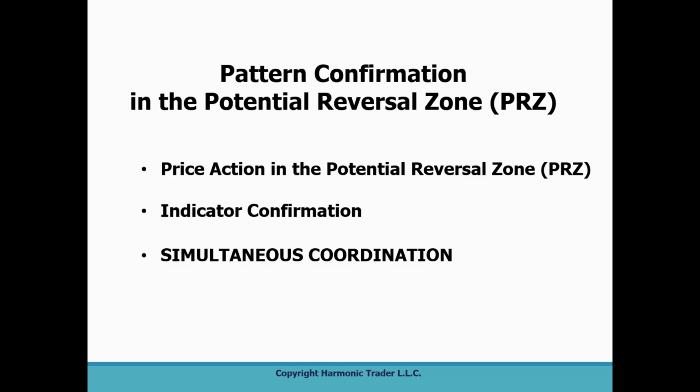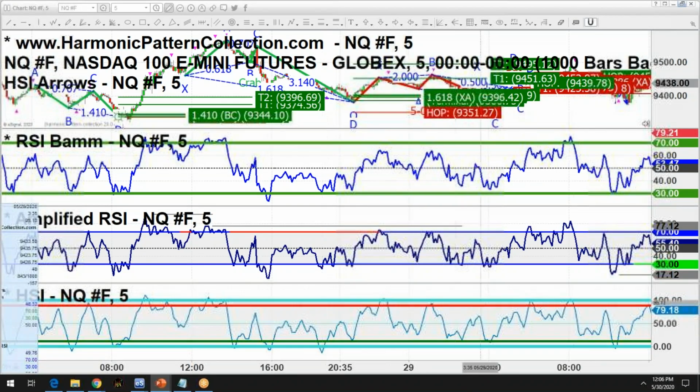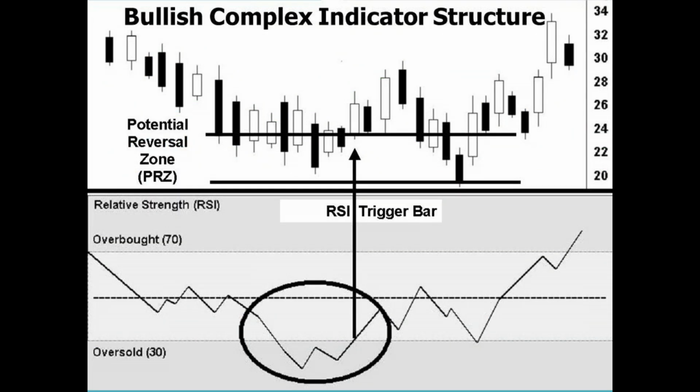So let's start there. I'm going to jump ahead really quick and take a look at what a complex structure looks like. Complex structure really refers to any indicator structure where it's an M or a W in the extreme. Now here is a bullish illustration. Again, this is just an ideal model, but if this is relative strength, it can be amplified RSI as well.